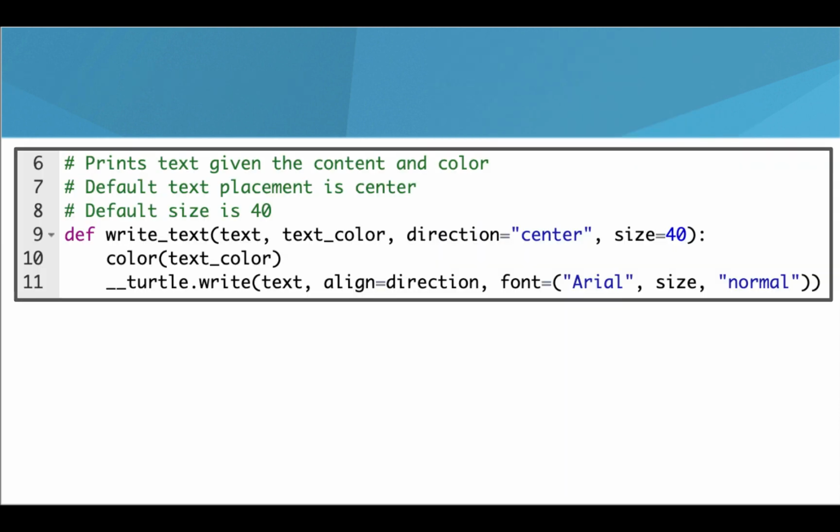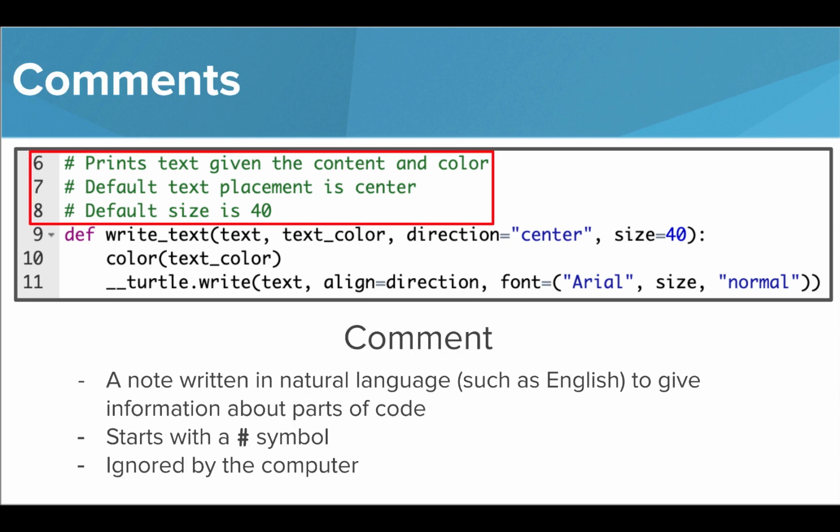right in. You may have noticed this piece of code written at the top of all of our programs. Let's go through the different parts of this code. On lines 5 through 7, you'll see some lines of text that are green and all start with a hash symbol. These are called comments.